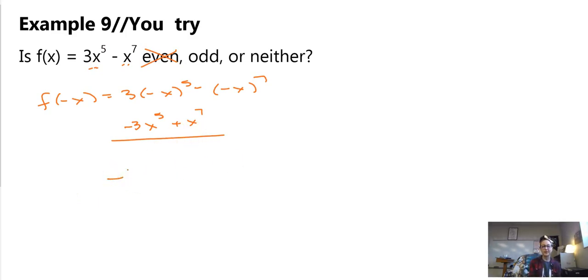So now try factoring out a negative 1. When I factor out a negative 1, this becomes positive 3x to the 5th, and this becomes minus x to the 7th. So now take a look at that. Is that what I started with? Absolutely. So it's exactly opposite of what I started with, so this is odd.